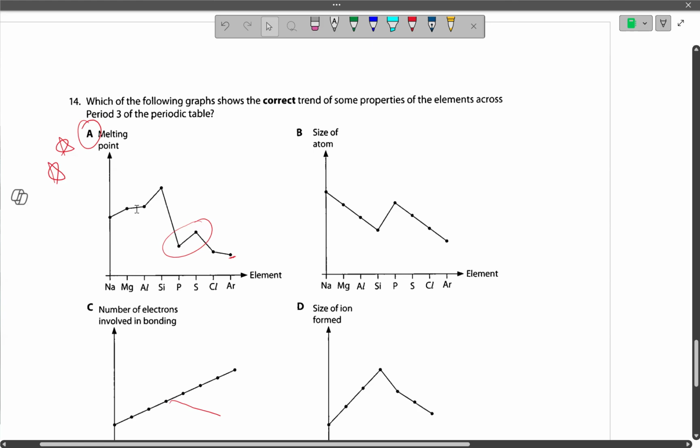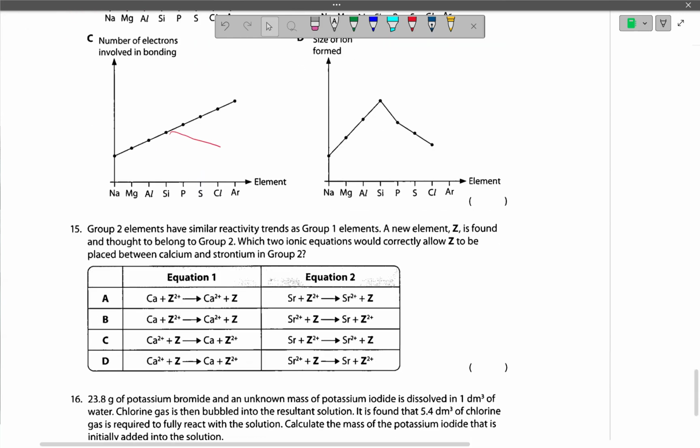Likewise for aluminum. So therefore it goes up higher as the nuclear charge increases and the amount of delocalized electrons increases. Yeah, a stronger attractive force in the metallic bonding.